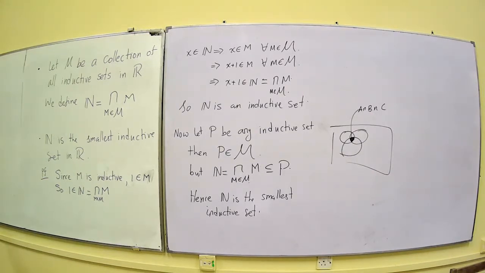So that's the thing we had to prove here. We define N as the intersection of all inductive sets. Then clearly it is an inductive set itself, as well as the smallest inductive set. Right? So we proved it.